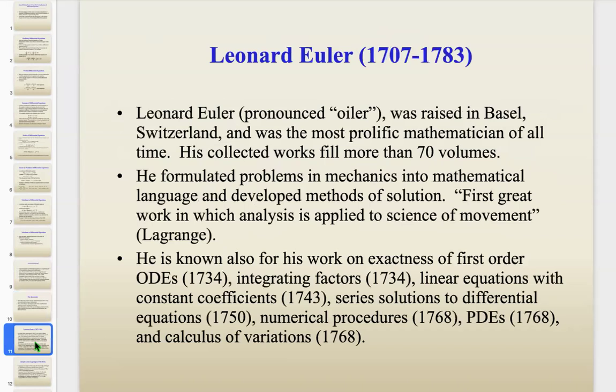Another big name in the subject for us, notice that all of this started in the late 1600s through the end of the 17th century. Most of what we're going to study was known by the end of the 17th century, I'm sorry, the 18th century, by the end of the 1700s. So Euler was another Swiss mathematician, and he was possibly the most prolific mathematician of all times. Yeah, there are some modern day ones that might contest that, but anyway. He formulated problems in mechanics into mathematical language. He developed methods of solution, Euler-Lagrange equations.